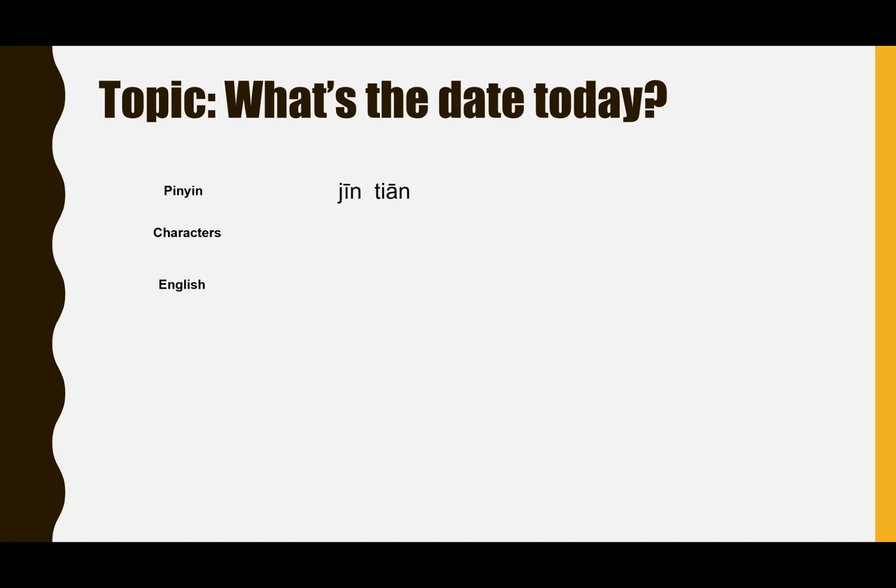We're going to say 今天. Here are the characters, and the English meaning for 今天 is today. The second one is 是. Let's look at the English meaning for this word. It means is.